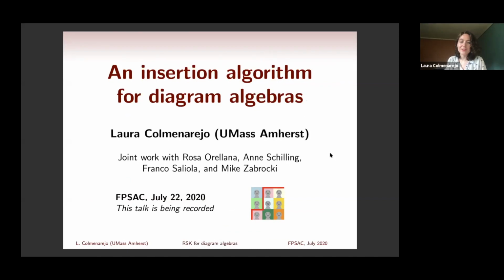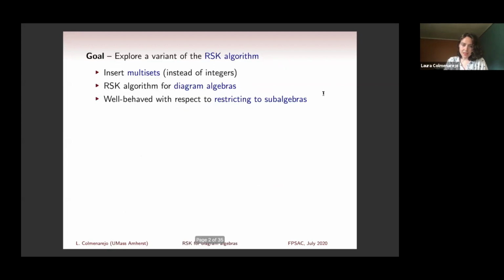Okay, so welcome everybody. Thank you very much for the opportunity of talking in this conference. I want to present a joint work with Rosa Orellana, Anne Schilling, Franco Saliola, and Mike Zabrocki on an insertion algorithm for diagram algebras. The goal of what I want to present today is to explore a variant of the RSK algorithm with three main ideas.